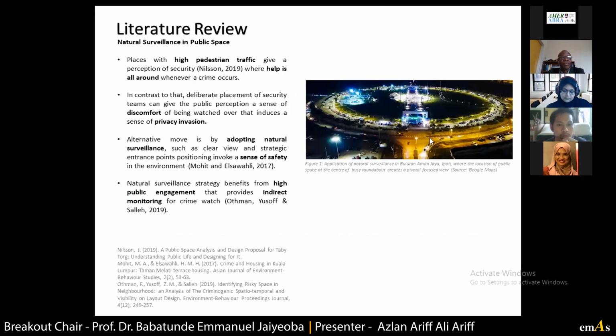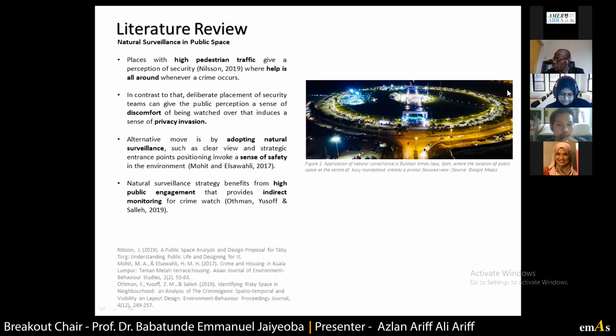So for the literature review, we go through natural surveillance in public space in general. Places with high pedestrian traffic give a sense of safety where help is all around whenever a crime occurs. But in contrast to that, when we deliberately place a security team, it invokes a sense of discomfort. You'll feel like you are being watched over, and that invades people's privacy. So as an alternative, we could adopt natural surveillance by having a clear view and strategic entrance points that invoke a sense of safety in the environment. Natural surveillance strategy could benefit from the high public engagement that provides indirect monitoring for crime watch.